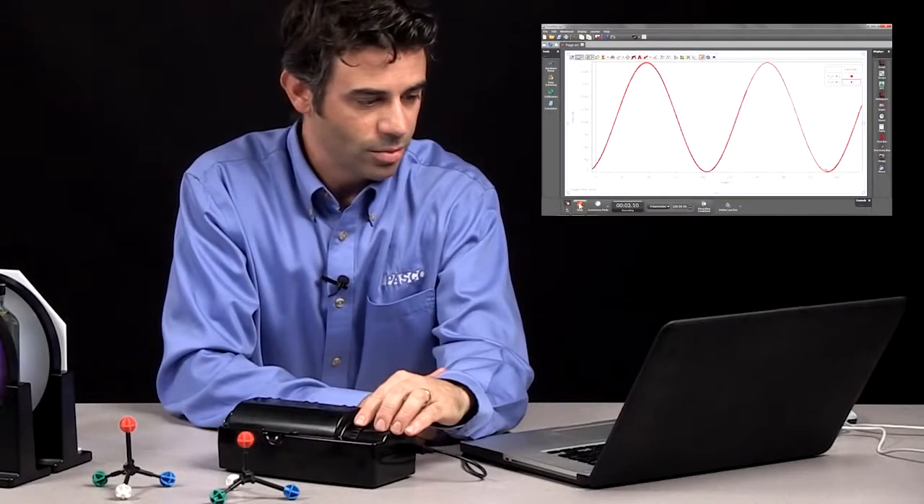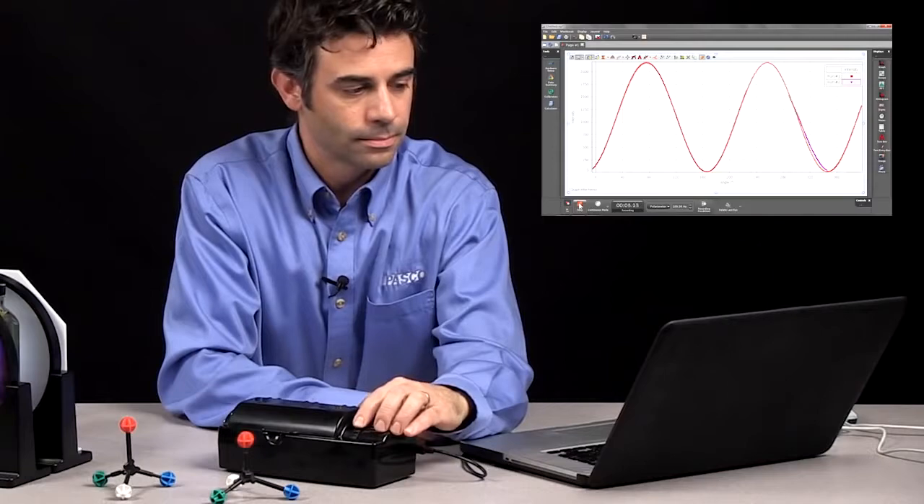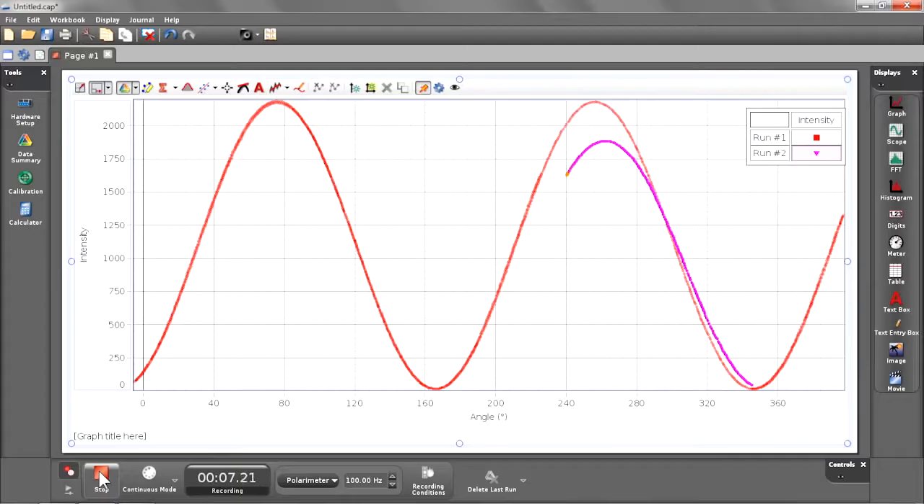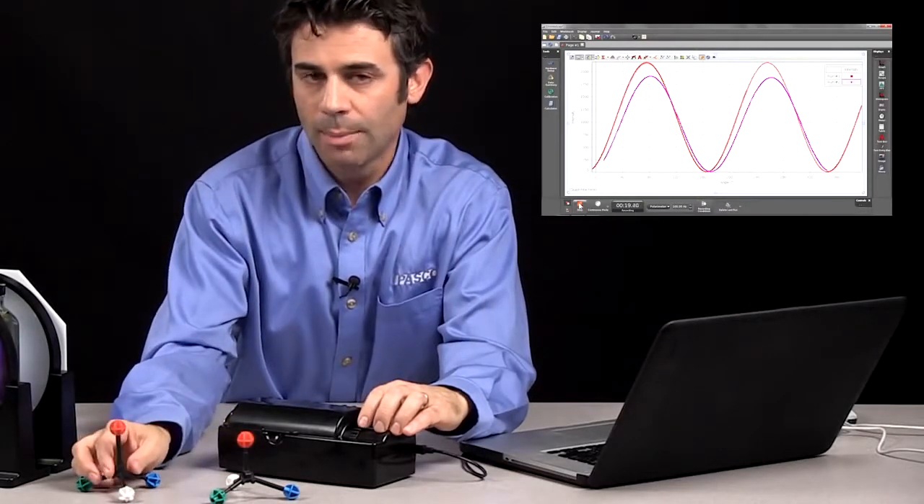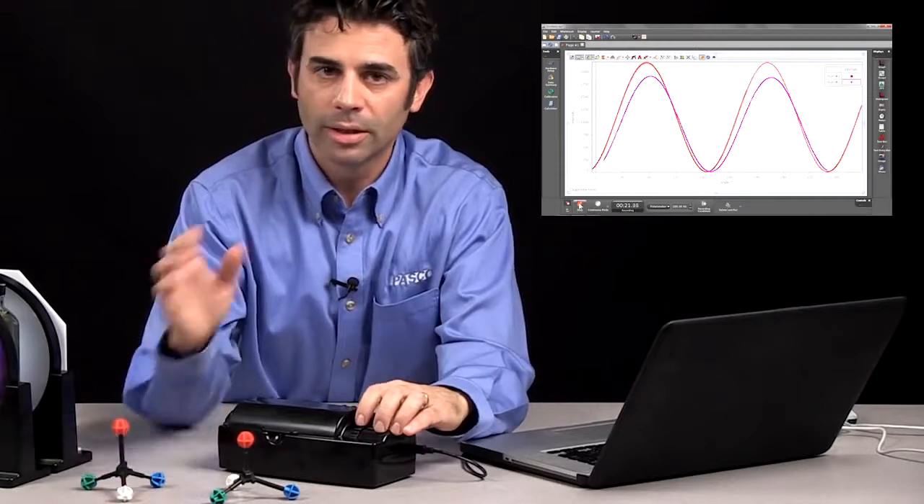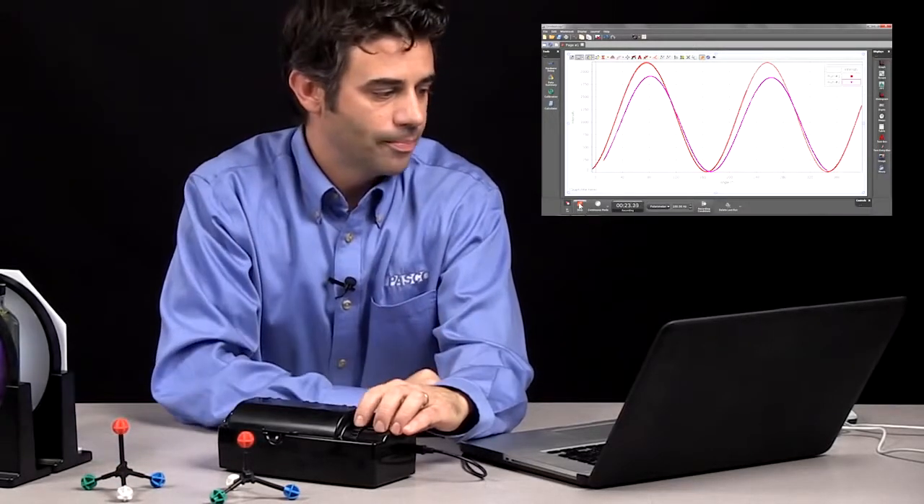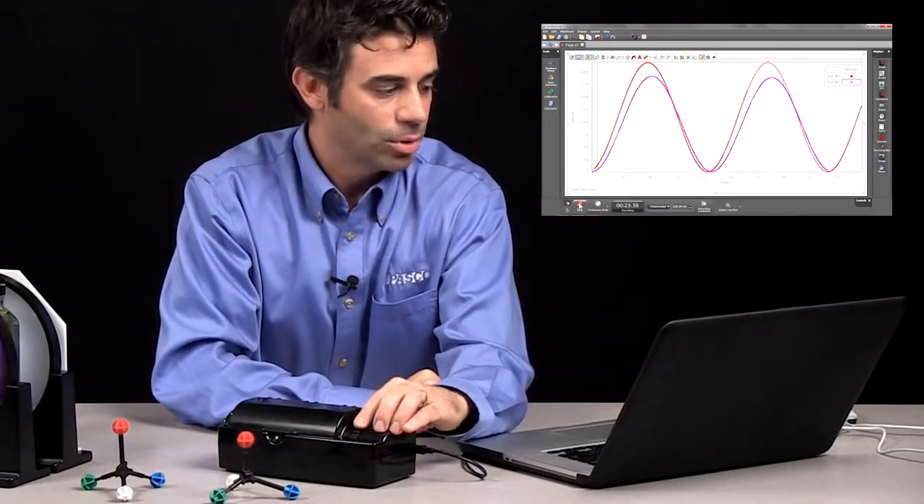And again, I'm just going to spin the wheel. There we go. Notice the intensity is a little different, and that makes sense. There's something in there. But also notice that the peak intensity is shifted slightly from where it was before because, just like this, there is an optically active chiral compound in there that will shift the plane polarized light.